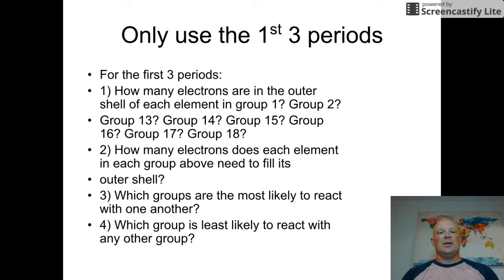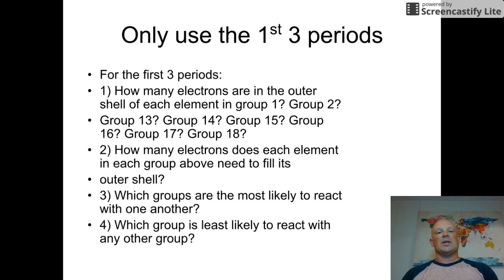Here's some more questions. Only use the first 3 periods for these questions. So for the first 3 periods, remember the periods are those left to right rows. How many electrons are in the outer shell of each element in group 1? What about group 2? 13, 14, 15, 16, 17, 18. Talked about this just a second ago. Can you remember? How many electrons does each element in each group above need to fill its electron shell, or its outer shell?